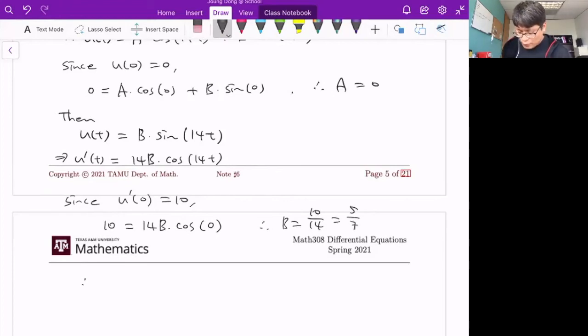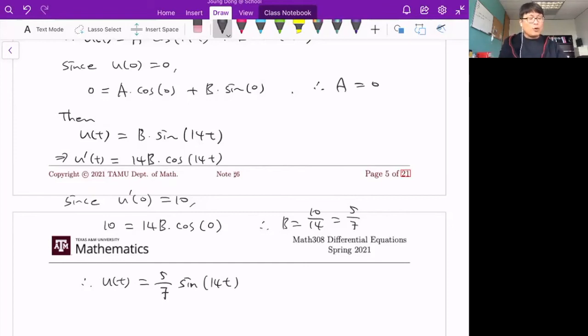Your solution, the displacement u(t), is equal to 5 over 7 sine of 14t. That's it. Well, we would like to talk about the frequency, period, amplitude, and phase of this one. In the previous problem, we learned how to combine the cosine plus sine function form, right? But for this case, we don't have to do anything, since it's a single trig function, we can easily find all those things.